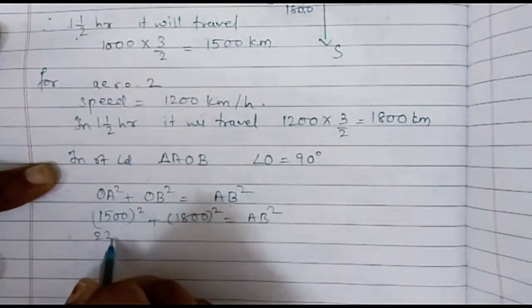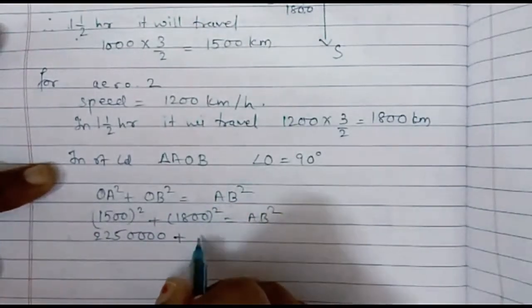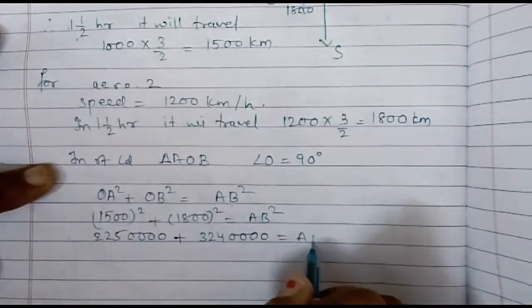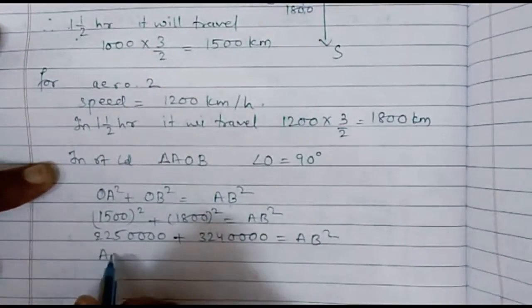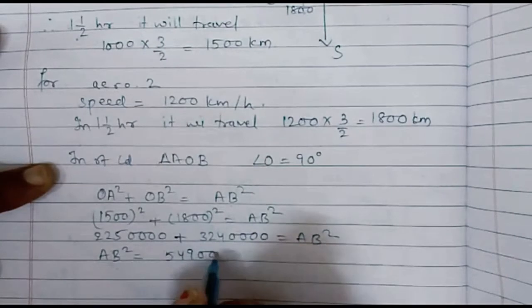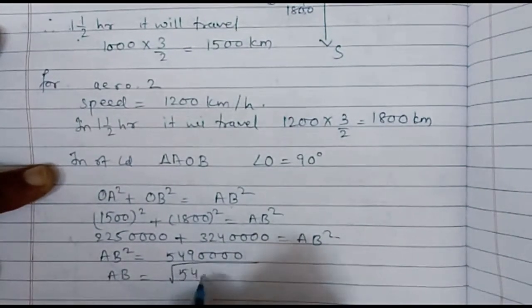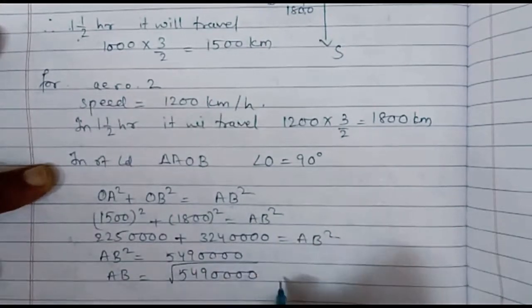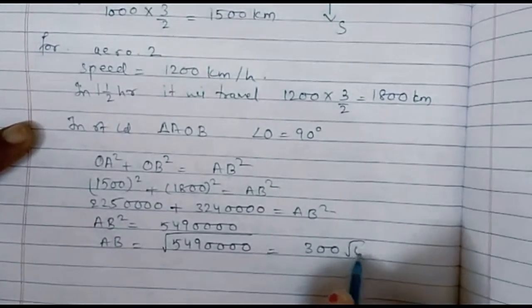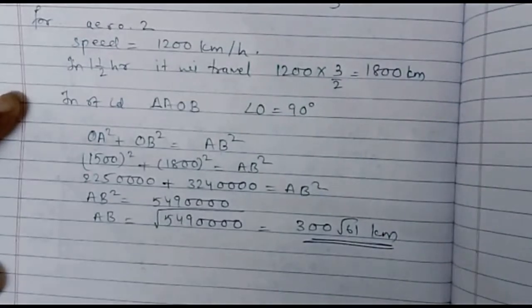So this will be 225 is the square of 15. So we will be getting 324,000 is AB square. So the total AB square is equal to 549,000. AB is equal to root of 549,000. And if we obtain the square root, it will be nearly 300 root 61 kilometer. So this is the distance between both the planes after 1.5 hours.